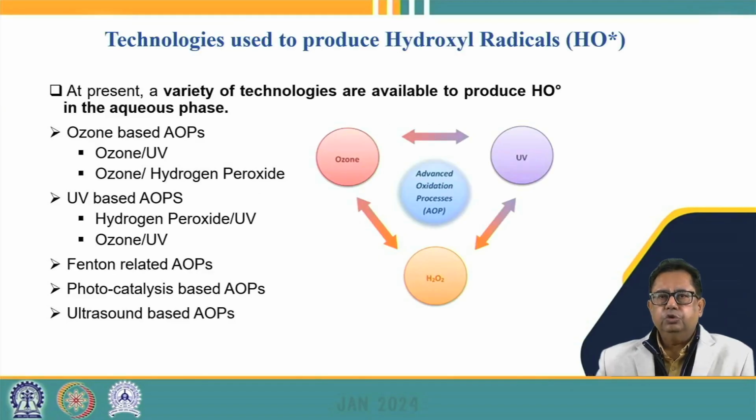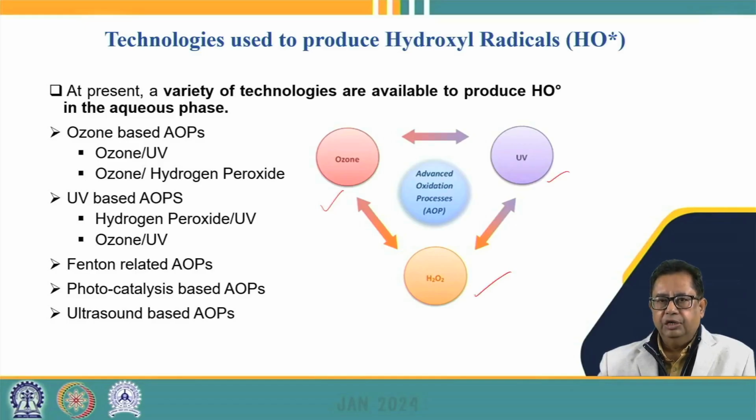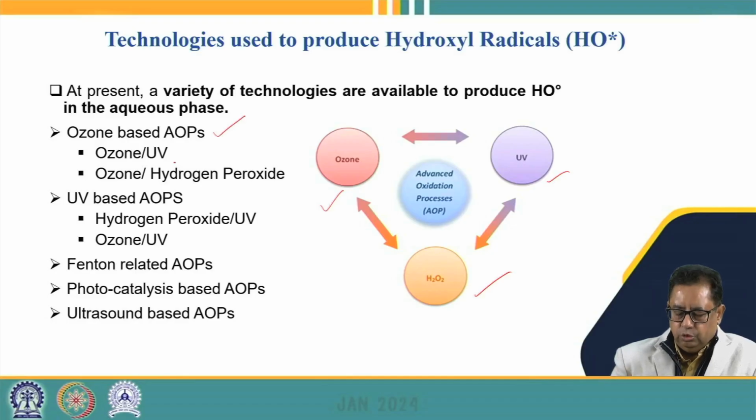So the technologies which are used to produce dot OH radicals can be classified into three types. For example, we can have ozone here, we can have UV here, we can have H2O2 here. So these technologies can be used individually as well as combined together so that we can produce dot OH radicals. So we can have ozone based AOPs where ozone and UV can be combined, or we can combine ozone and hydrogen peroxide, which is a combination of these three technologies. Similarly, we can have UV based AOPs where hydrogen peroxide and UV can be combined as well as ozone and UV can be combined.